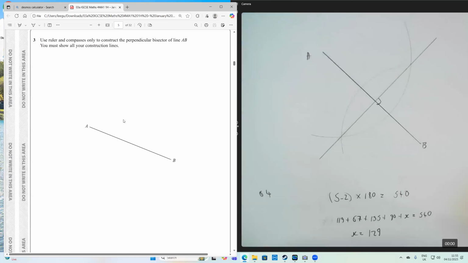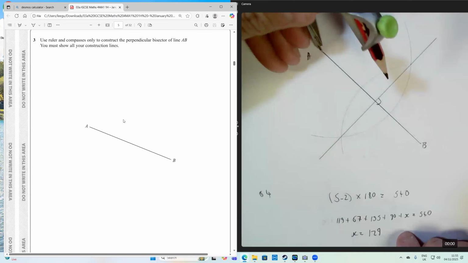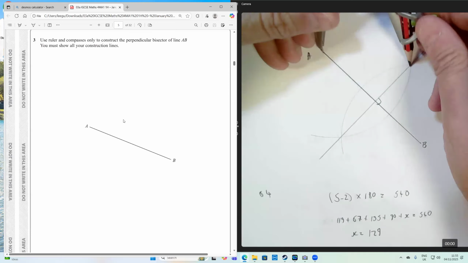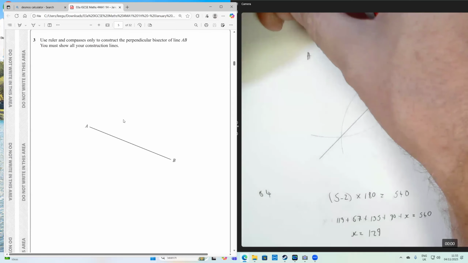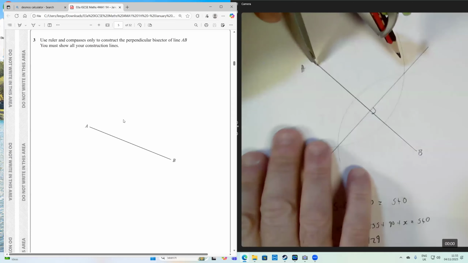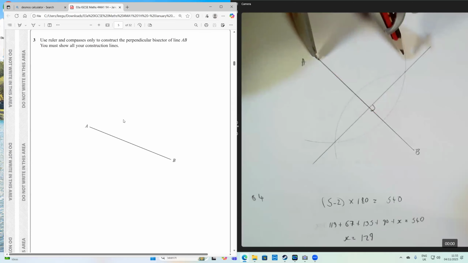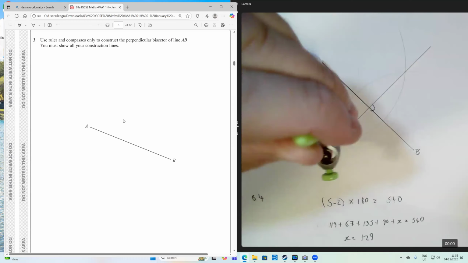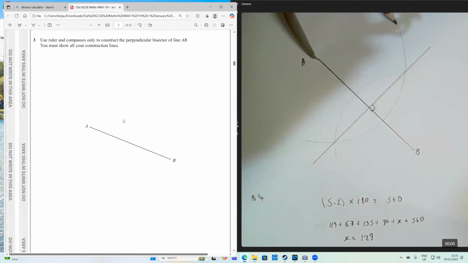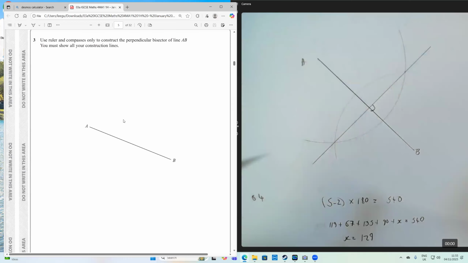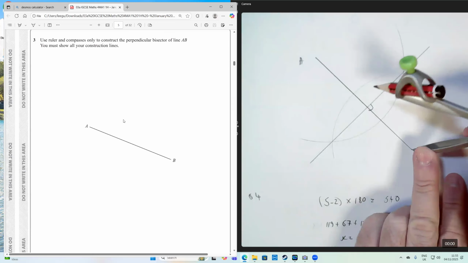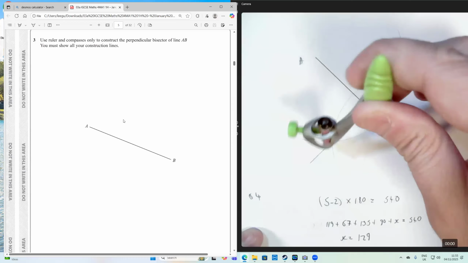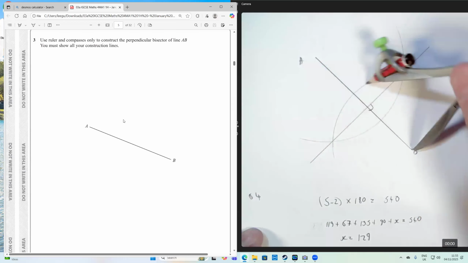So what we do here is we take a compass and you set it to anywhere that is over half the length of the line. It really doesn't matter how far it is, but what does matter is it has to be over half. So you draw an arc there, like that. Keeping the compass the same, you then put the point on the other end of the line. Draw another arc, like so.